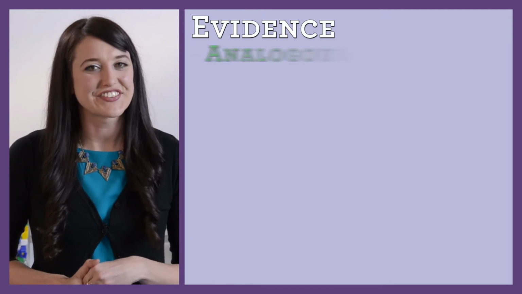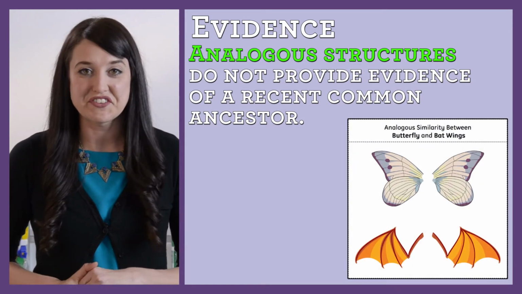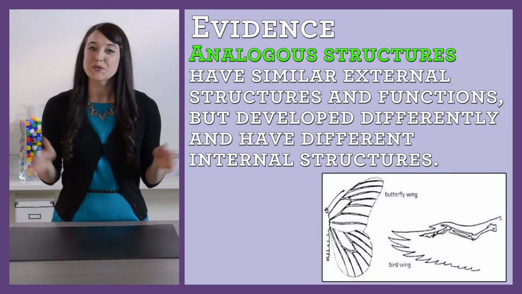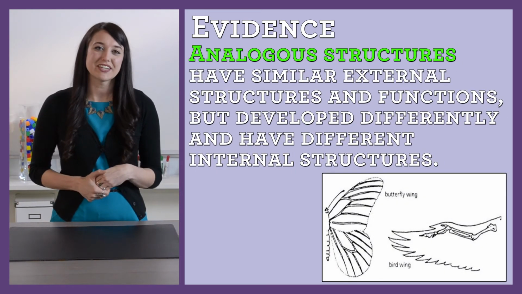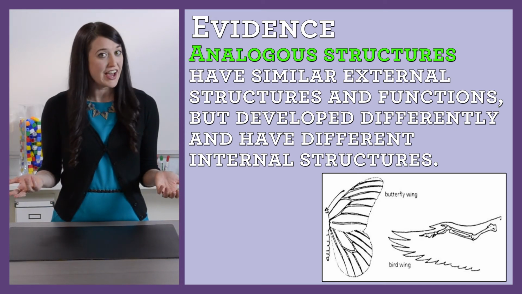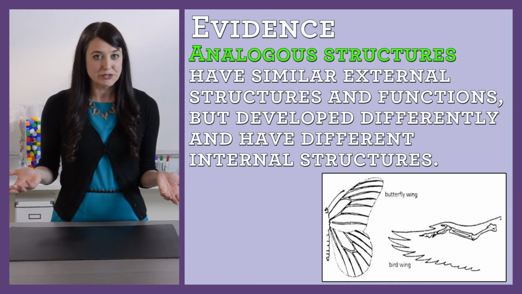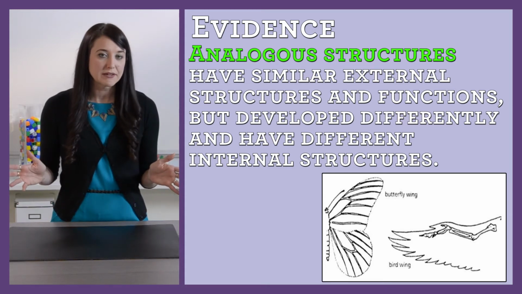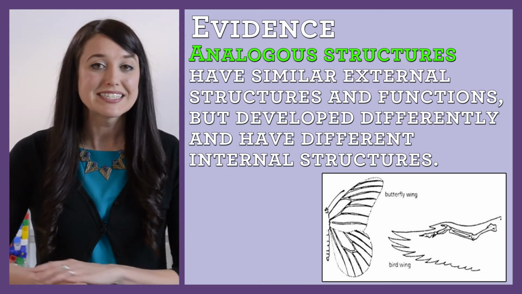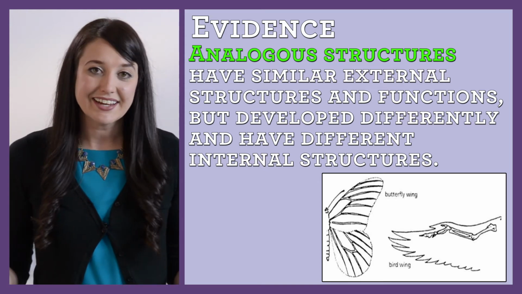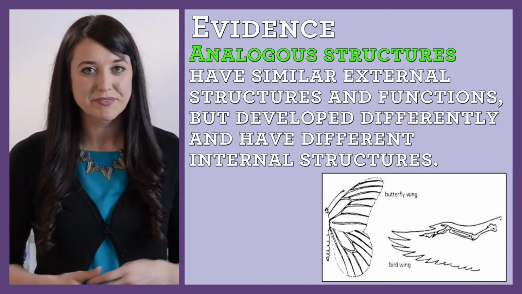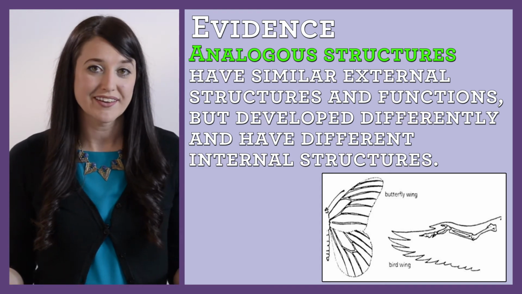Conversely, analogous structures do not provide evidence of a common ancestor. Examples of analogous structures are the wings of a bird and the wings of an insect. They both provide the same function, to fly, but they are not evolutionarily that closely related. Think about the wings of a bird. They contain bones inside of the wing. An insect, however, has an exoskeleton on the outside of its body. They did not develop the same way.